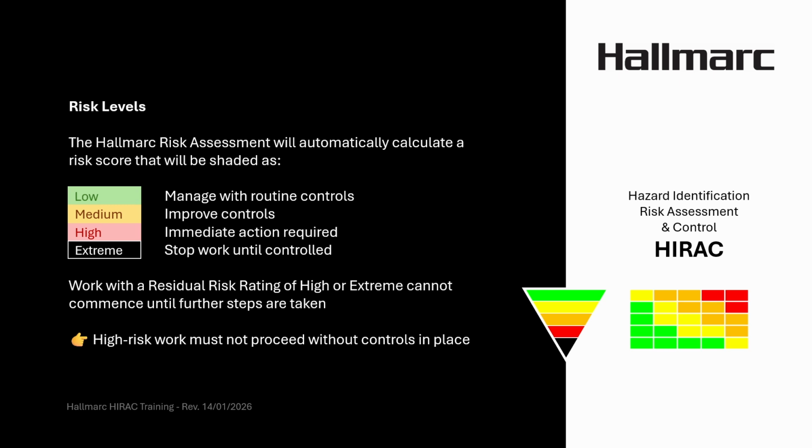The Hallmarc risk assessment will automatically calculate a risk score that will be shaded as low, in green, meaning the risk can be managed with routine controls. Medium, in yellow, meaning controls should be improved. High, in pink, this needs immediate action. Then there's extreme. Stop, or do not start this work until the risks are controlled. Work with a residual risk rating of high or extreme cannot commence until further steps are taken. Remember, high-risk work must not proceed without controls in place.